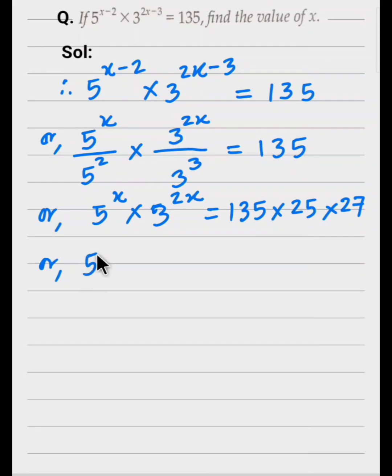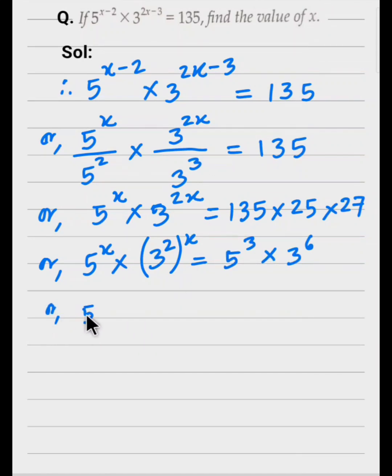Like 5 to the power x into 3 to the power 2x, how can I write it? 3 to the power 2 and whole to the power x. That means it is equal to 135 into 25. Now see, 5 to the power x into 3 to the power 2x would be equal to 5 to the power 3 into 3 to the power 6.